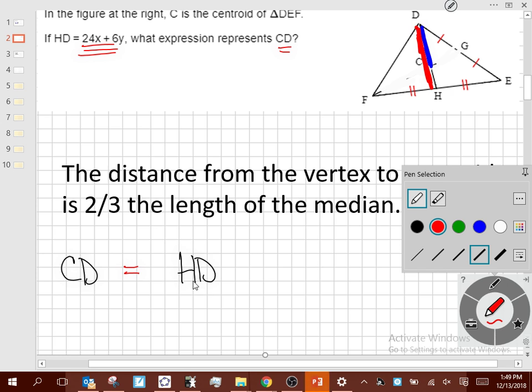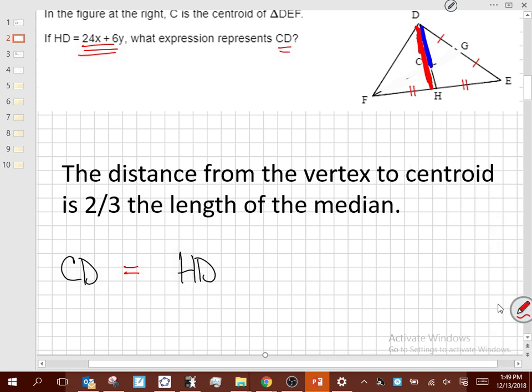Okay, so when I look at D to C, is that the vertex to the centroid? Okay, so C to D. So what I'm trying to get at here is that blue distance, underline it blue, that blue distance is that right there, which is this right here, right? In mathematical terms, what does that word right there mean? Equal.